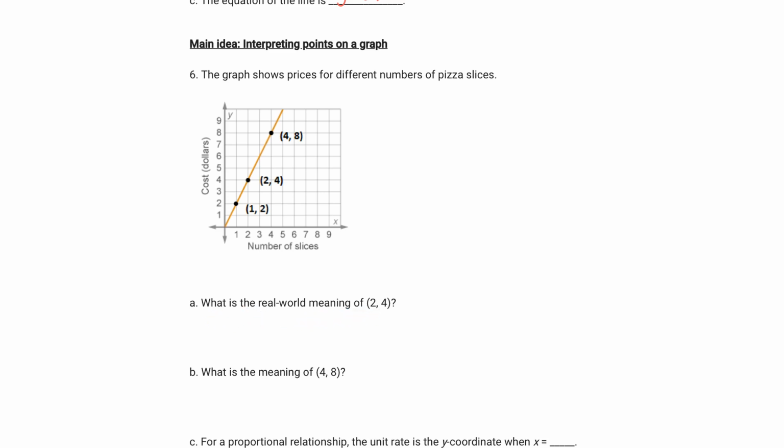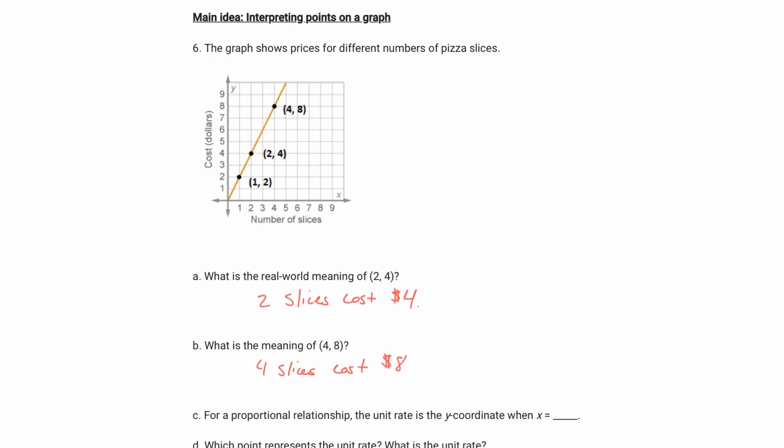In the real world, what is the meaning of (2, 4)? So we have the point (2, 4). So we have 2 slices, number of slices. 2 slices cost $4. So I could write 2 slices cost $4. What's the meaning of (4, 8)? That would be 4 slices cost $8.